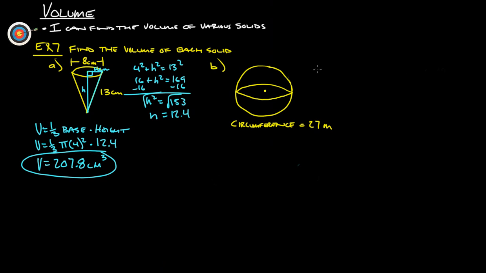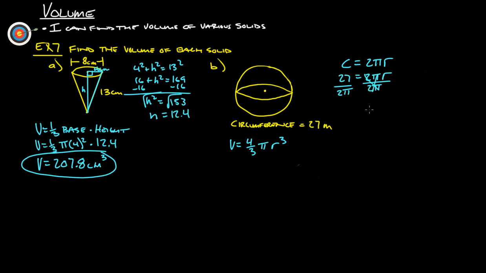Okay, and then on B here, we just want to use our volume formula for a sphere. So volume equals 4/3 pi r cubed. Basically what we need to know is what the radius is. They give us that the circumference is 27, so we have to figure out the radius from that. So we use our circumference formula: circumference equals 2 pi r. We know circumference is 27, so 27 equals 2 pi r. So now we're going to divide both sides by 2 and pi.